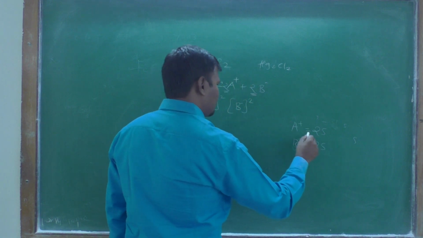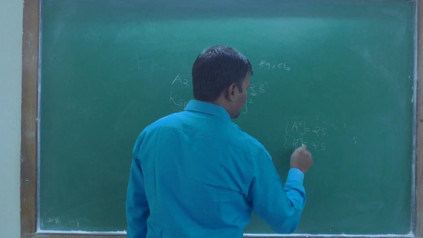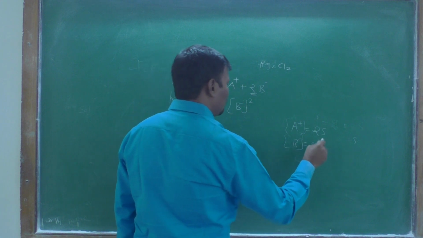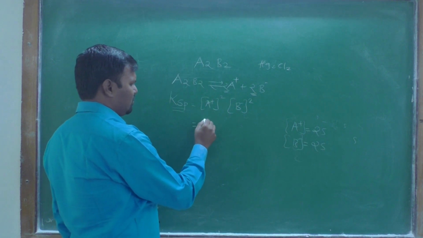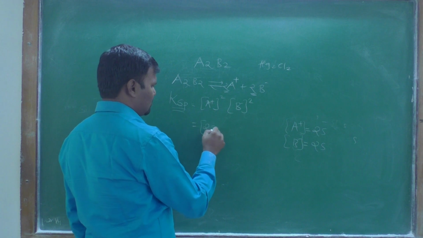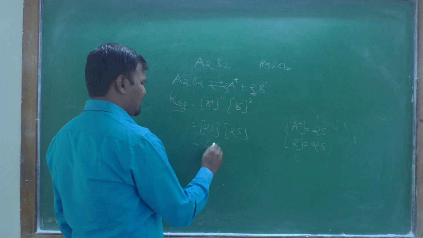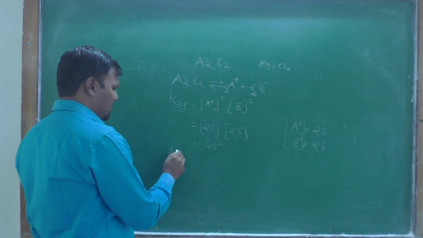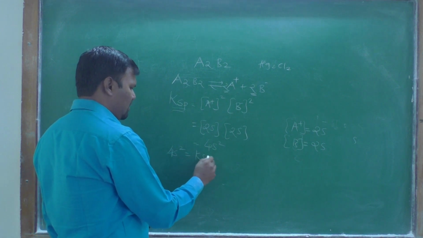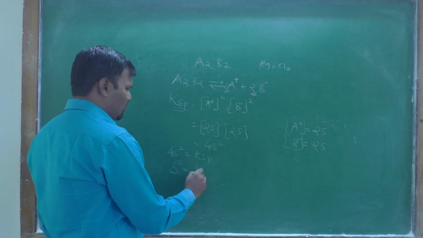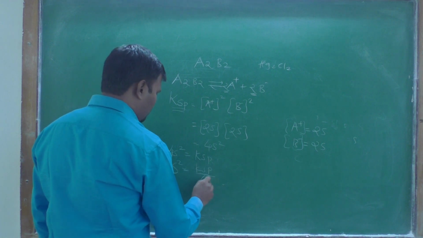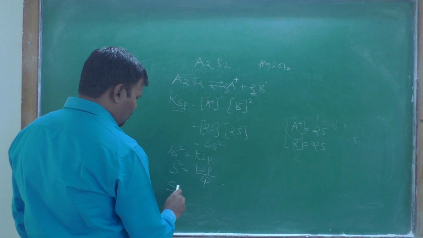Okay, the concentration of A plus and the concentration of B minus are each equal to the solubility s, and the two s are one and the same. By putting the solubilities s into the expression, we obtain 4s square. Therefore 4s square is equal to KSP, so s square is equal to KSP upon 4, and s is the square root of KSP upon 4.